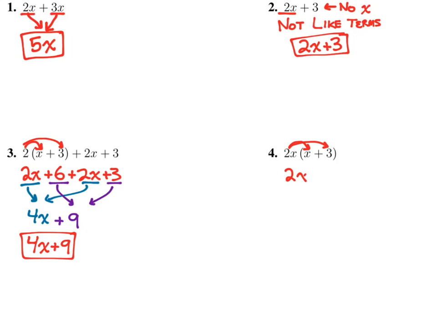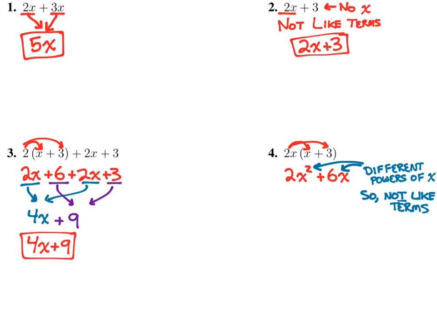The 2x distributes. And the trick there is that makes that 2x squared on the first term. And then the x's have different powers or different exponents on them. So that makes them not like terms. As a result, the answer is 2x squared plus 6x. The two terms themselves don't combine nicely with addition. Hey, let's move on.